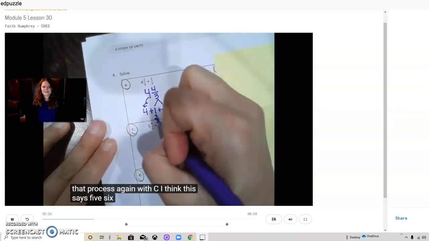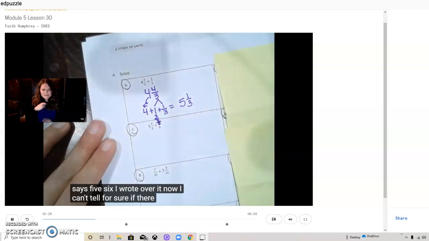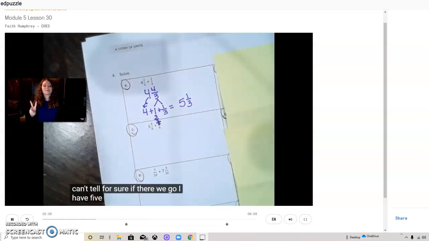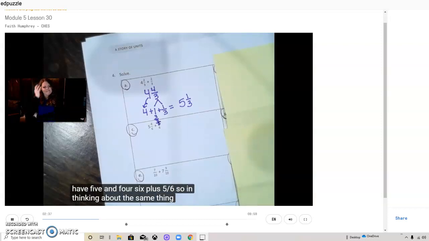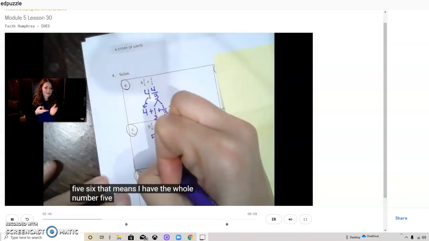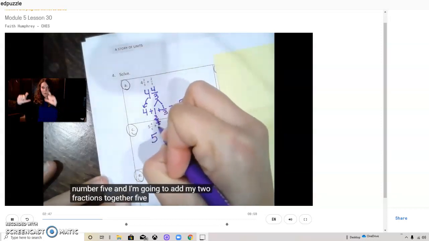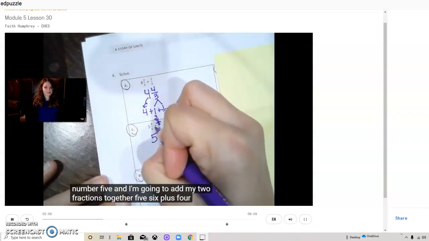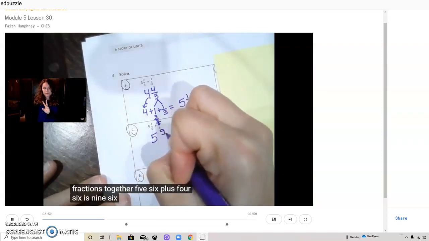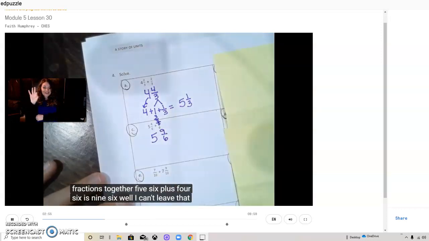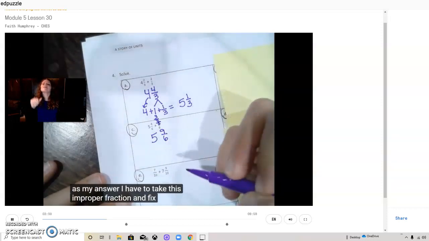I think this says 5/6. I wrote over it. Now I can't tell for sure. There we go. I have 5 4/6 plus 5/6. So in thinking about the same thing, if I'm talking about 5 4/6 plus 5/6, that means I have the whole number 5, and then I'm going to add my two fractions together. 5/6 plus 4/6 is 9/6. Well, I can't leave that as my answer. I have to take this improper fraction and fix it.